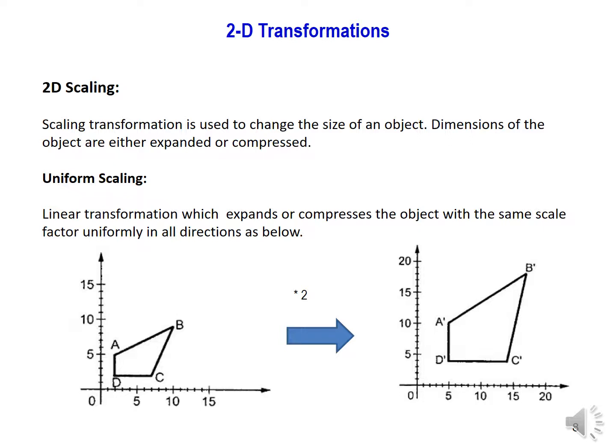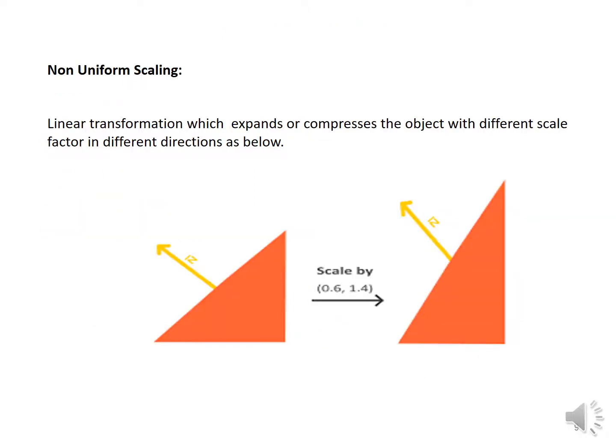Uniform scaling is nothing but expanding or compressing an object with the same scaling factor uniformly in all directions of the object. For example, if you see in the picture, the quadrilateral is being expanded by twice uniformly in all the directions. Expansion or compression of an object done with different scale factors in different directions is known as non-uniform scaling. For example, if you see in the picture, the triangle has been expanded on one side and compressed on another side with different scaling factors 0.6 and 1.4.